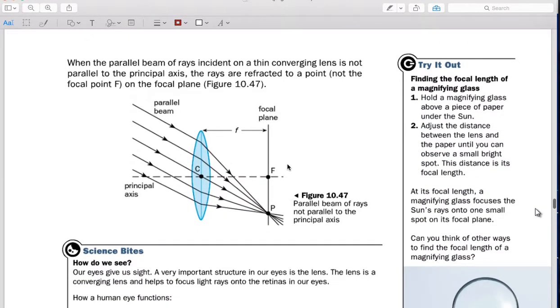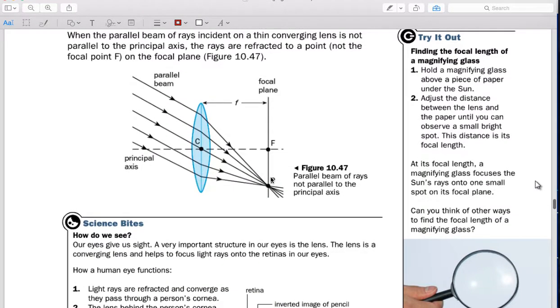So what's the significance of the focal plane? You can see if my light rays are parallel to each other but not to the principal axis, they will still focus on my focal plane, although not at the focal point. That's about it.